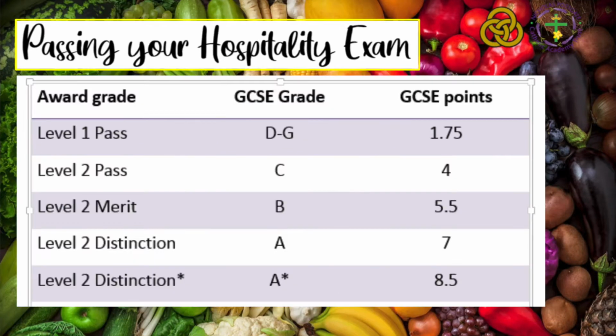The grades that you are awarded start at a level 1 pass, which is the equivalent to an old D to G grade, or alternatively a new 1 or 2 GCSE grade, working up to a distinction star, which is the equivalent of an old A star or a new 8 or 9 grade. Please familiarise yourself with this table. You are all aware of your individual target grades, however, I would encourage you to push yourself to get the highest grade that you can.